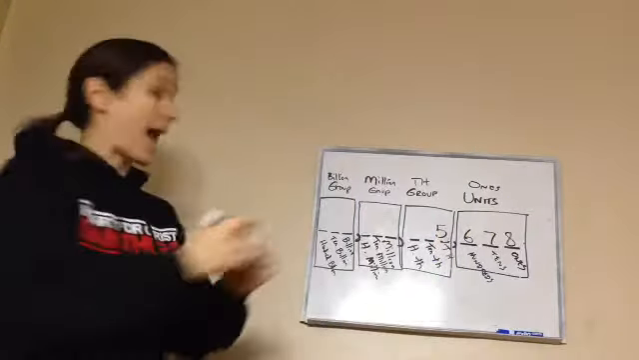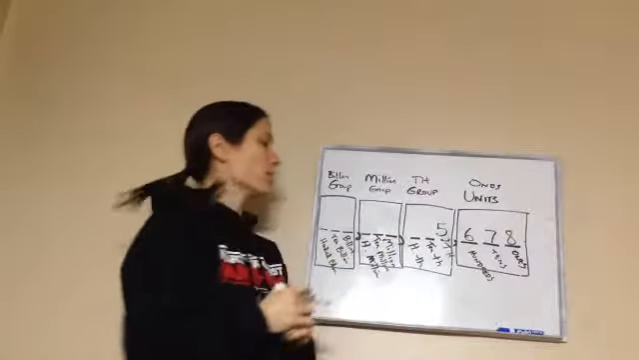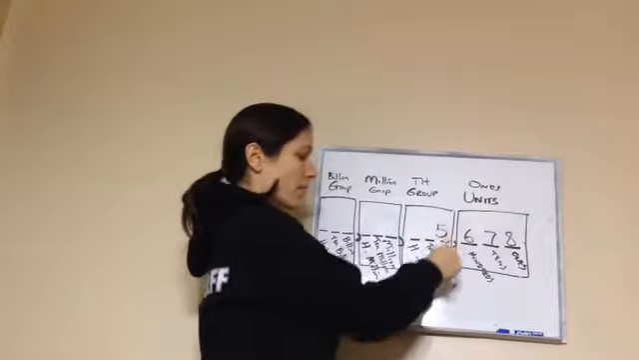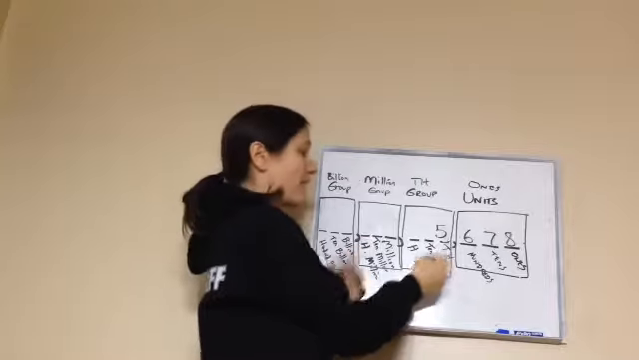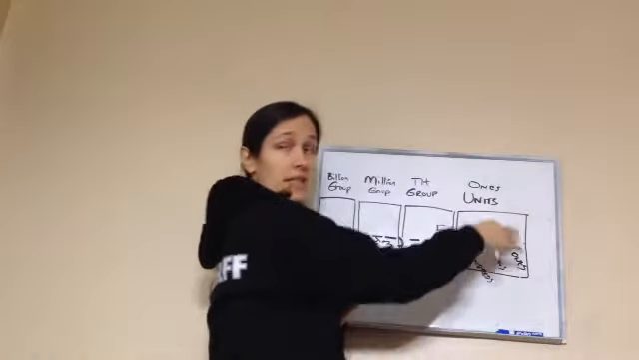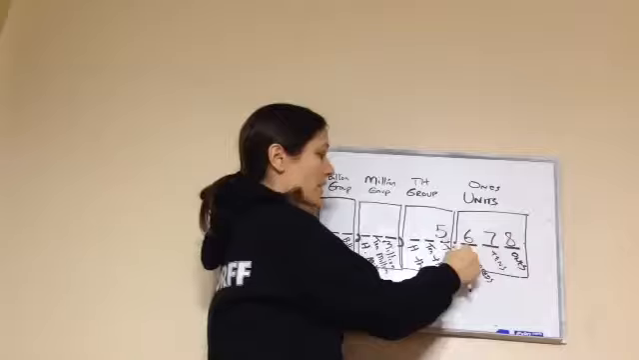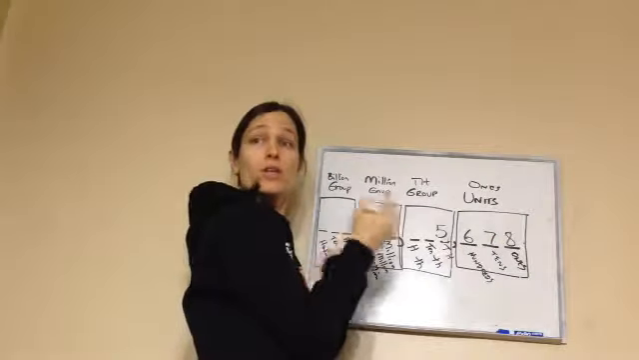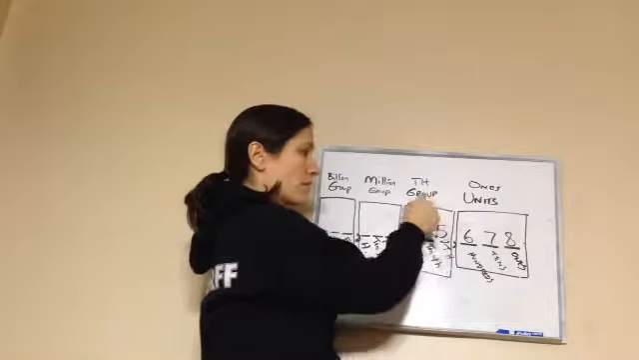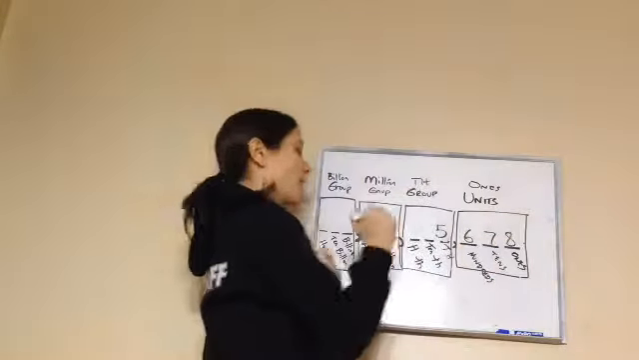You read them in patterns of their group. So watch what I'm going to do. 5, and what place am I in? 1,000. 5,000. Then I'm just going to read this number because it's in a different group. 678. Okay. So I'd say 5,678.